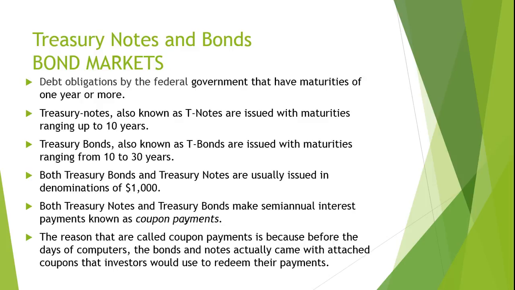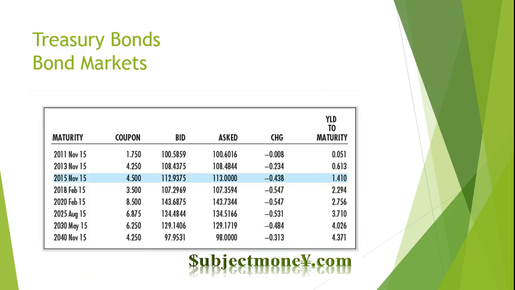Here is an excerpt from Treasury bond listings pulled from the Wall Street Journal. The bond that is highlighted matures on November 15, 2015. The coupon payment is based on the coupon rate of 4.5% of the Treasury bond's face value. Therefore, since the face value is $1,000, the annual interest payment is $45. The coupon payment will be made semi-annually, so each coupon payment will be $22.50.